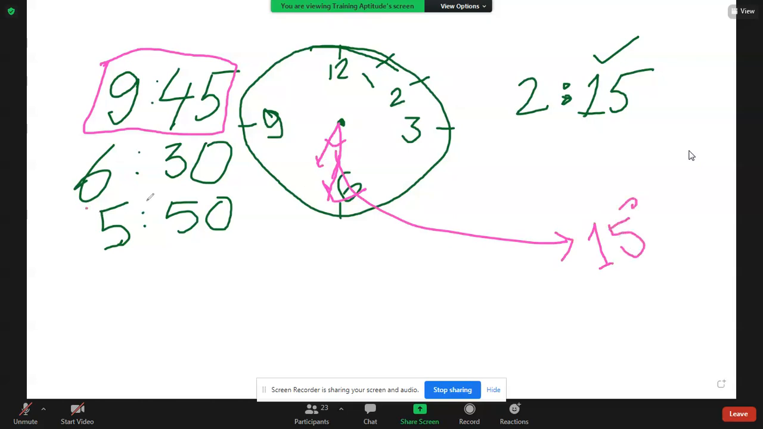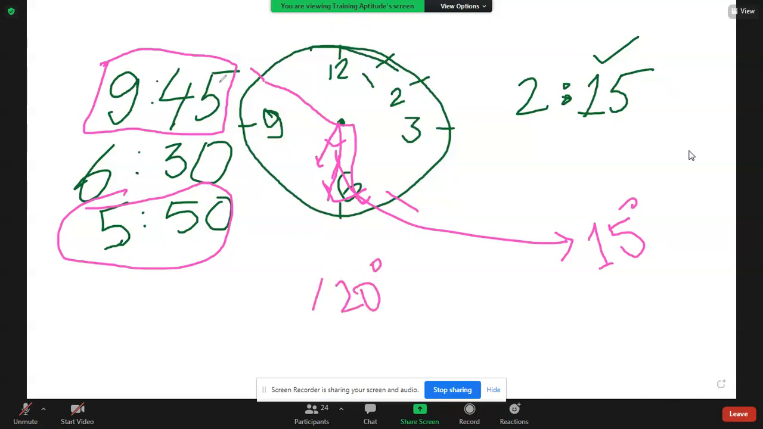Similarly, 5:50. 5 is here, 50 is here. So the hour hand would be almost closer to 6, and the minute hand would be here. So 10 to 6 will be 120 degrees. And in 50 minutes, the hour hand would have covered 25, so 5 degrees more. So it's very easy to find out orally also. 125 degrees. Okay, let me give you two fresh questions now.